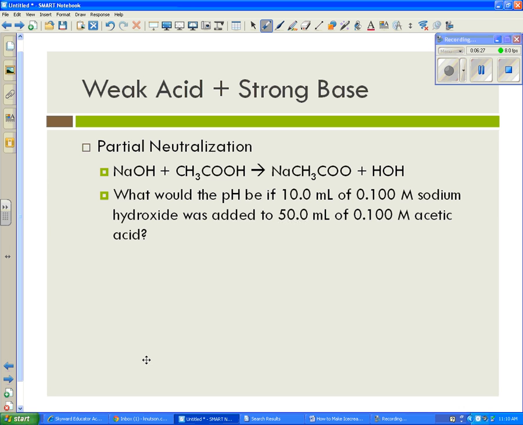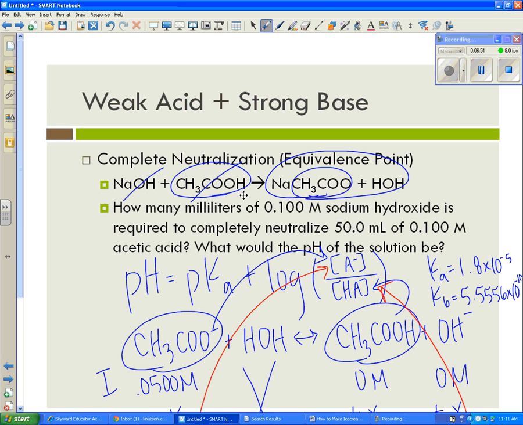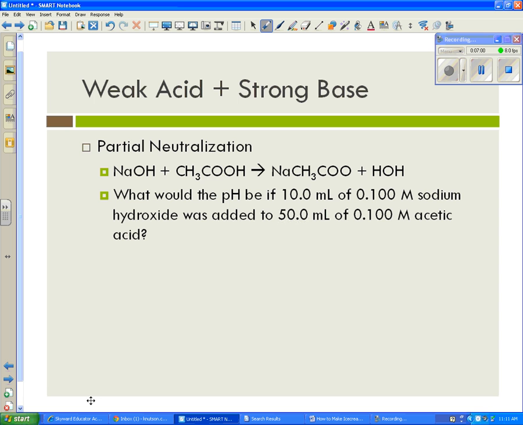Yesterday we determined that in order to completely neutralize this particular solution, it would take how much base? Look back in your notes. Yesterday we calculated how many milliliters of sodium hydroxide would be required for complete neutralization. How many milliliters did we calculate? 0.0500 liters, which is 50 milliliters. So we know to completely neutralize this acid solution, we need 50 milliliters of base.